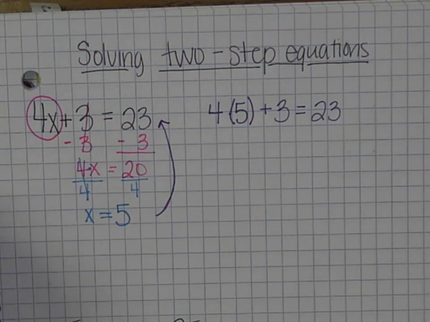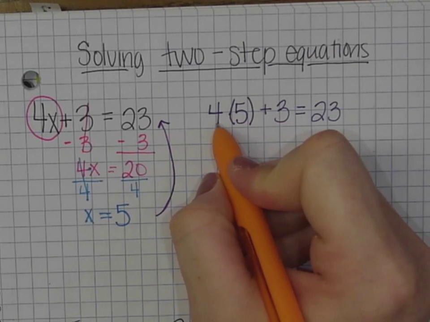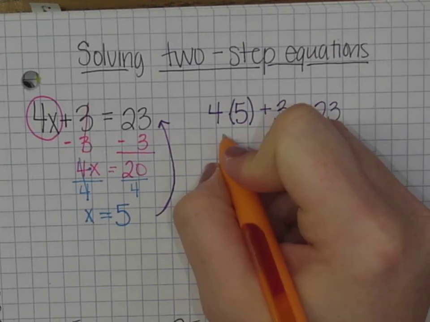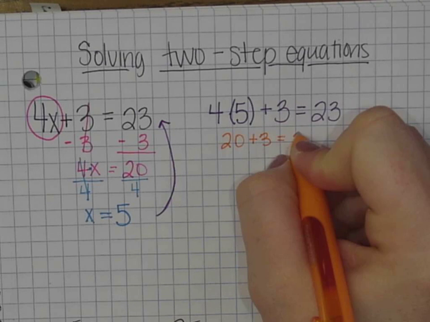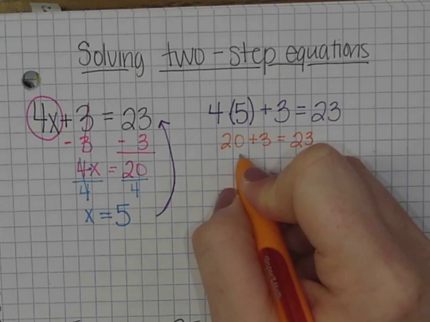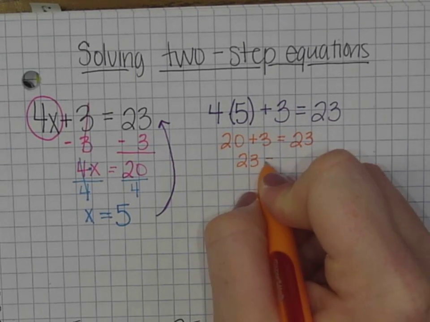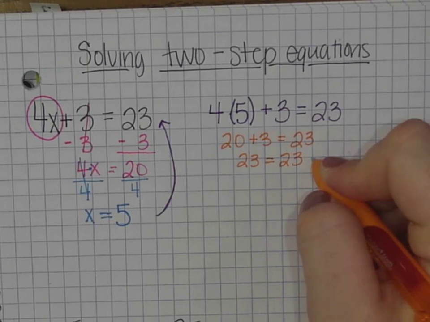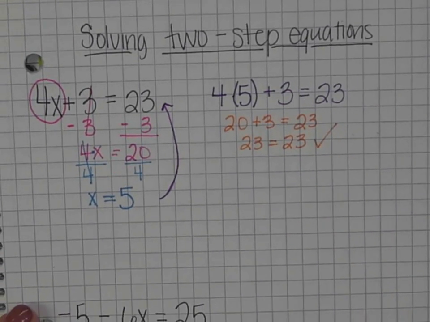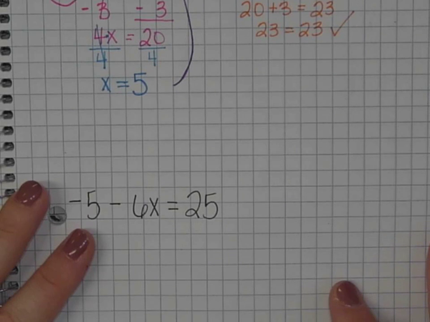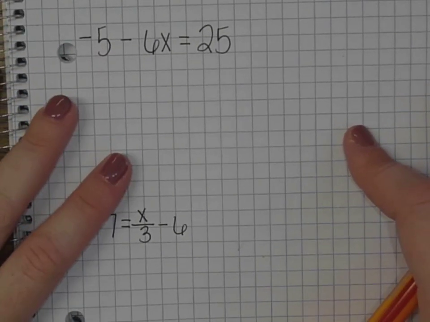Okay. Order of operations, you have to multiply first. So 4 times 5 is 20. 20 plus 3 is 23. 23 equals 23. So I did it correctly. Okay. Let's go to the next one.